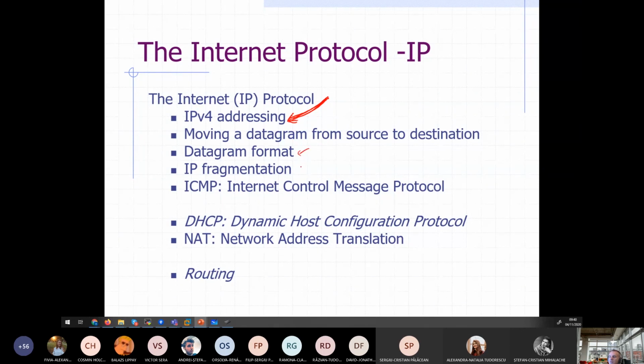What's the datagram format? How do we divide large packets into smaller packets whenever that is possible? What happens when some communication line doesn't handle a very large packet? What do we do with it? There is also diagnostic messaging over the internet and various protocols at that low layer. For example, DHCP is the protocol that allows you to give IP addresses dynamically to hosts inside the local area network. We are also going to define other services related to moving a datagram from source to destination. That process is called routing, and we are going to study all these in the following classes.